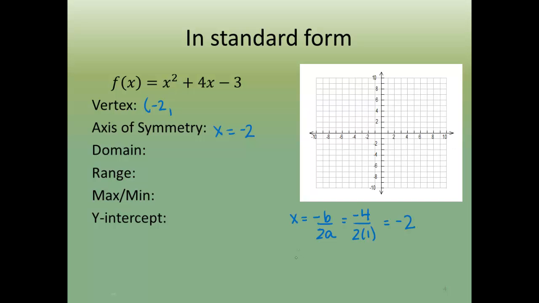I will substitute that back into the function, so f of -2 equals (-2) squared plus 4 times -2 minus 3. 4 minus 8 minus 3 is -7. My vertex is (-2, -7). From there, I will be able to create my table of values.